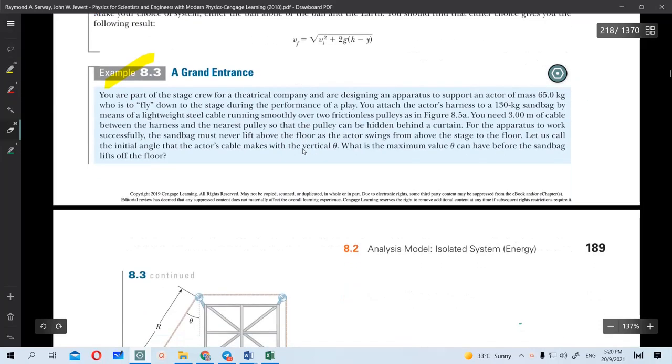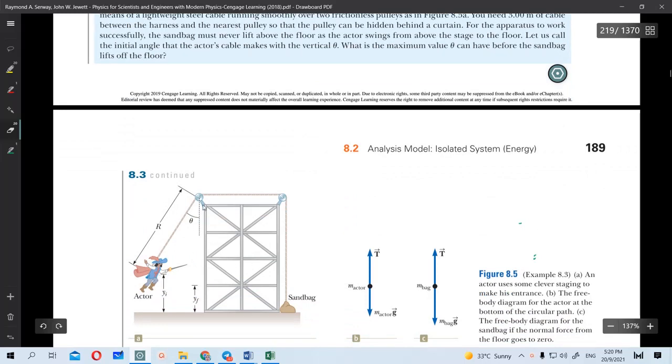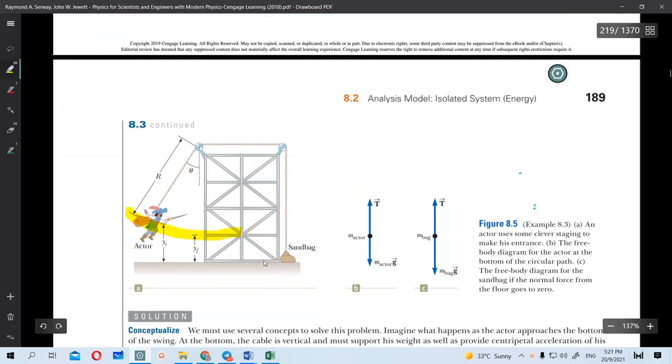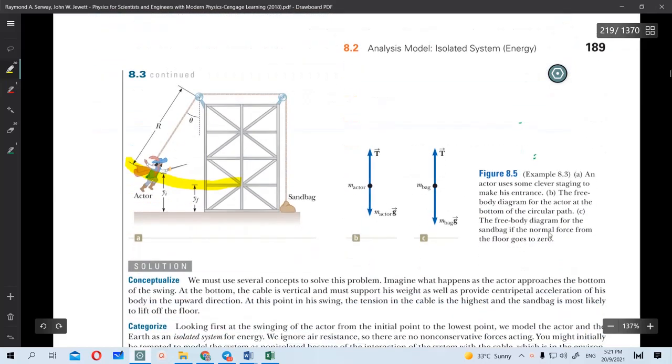Now, in example 8.3, you were given a situation where an actor is attached to a string and supposed to swing. As he swings in a curved motion, the bag will remain here. There are a few data here. We are expecting him to swing, that's number one. Number two, when he swings, by the time he reaches the bottom of the curve, let's label that position. This is where he started and this is where he's supposed to pass through.